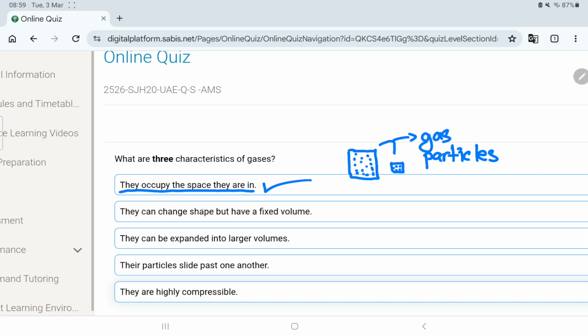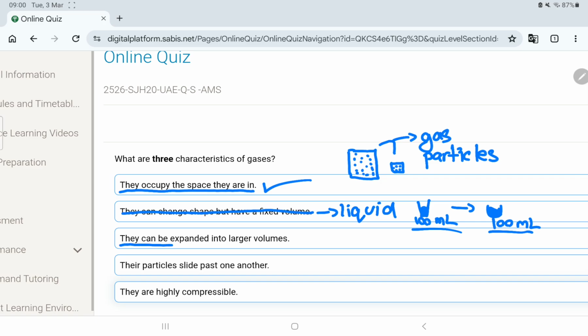Next, they can change shape but have a fixed volume. This is for a liquid. Why? Let's see here you have a glass of water, 100 milliliters. And then you pour it into a bowl. It's gonna take the shape of the bowl, but it's still gonna be 100 milliliters, even if it looks like it's more, right? But it's still 100 milliliters. Okay? So this is for a liquid. Is it for a gas? No, it isn't.